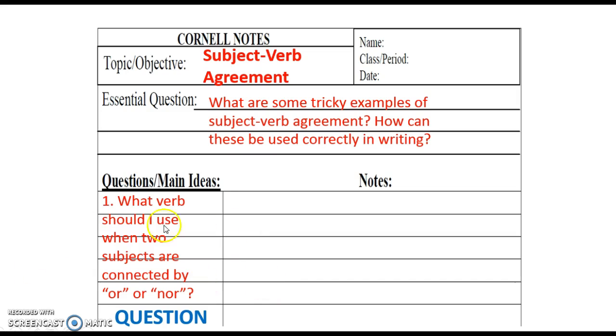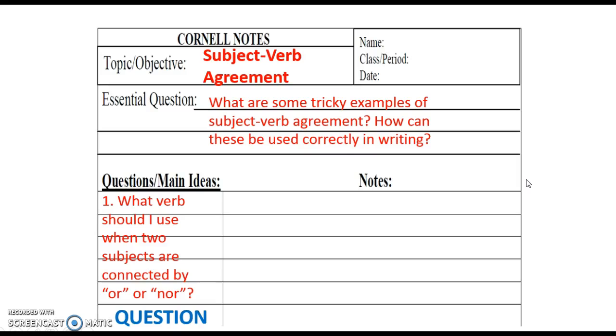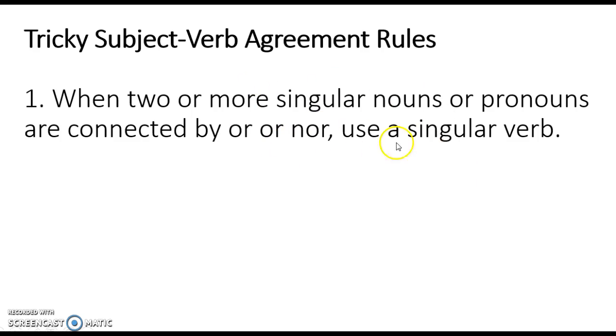And so in the left column, you're going to write that question. The answer to that question, sorry, I went a little out of order, is that we actually use a singular verb. You might jot that down in the right column: even though it looks like there are two subjects, if they're connected by or or nor, we use a singular verb. And I'll give you an example here in a second.